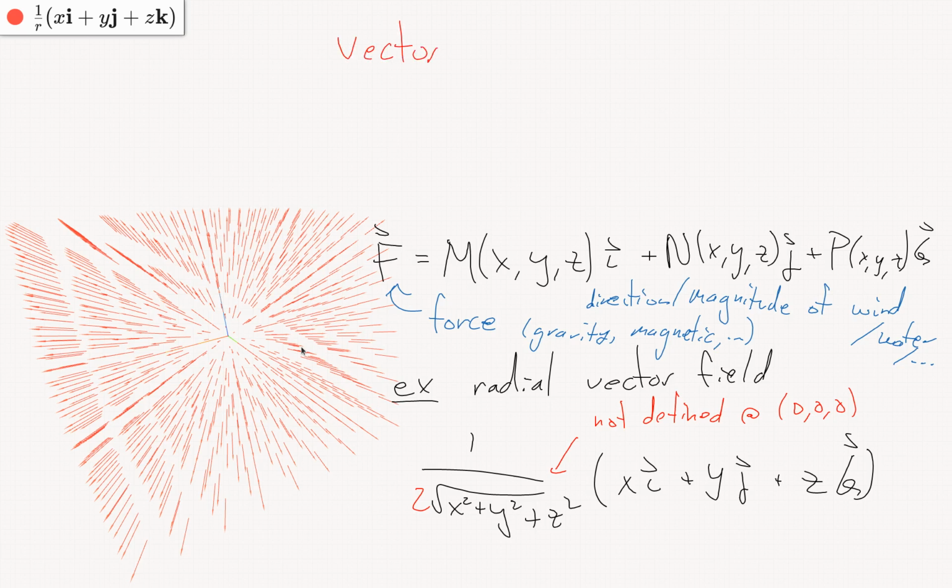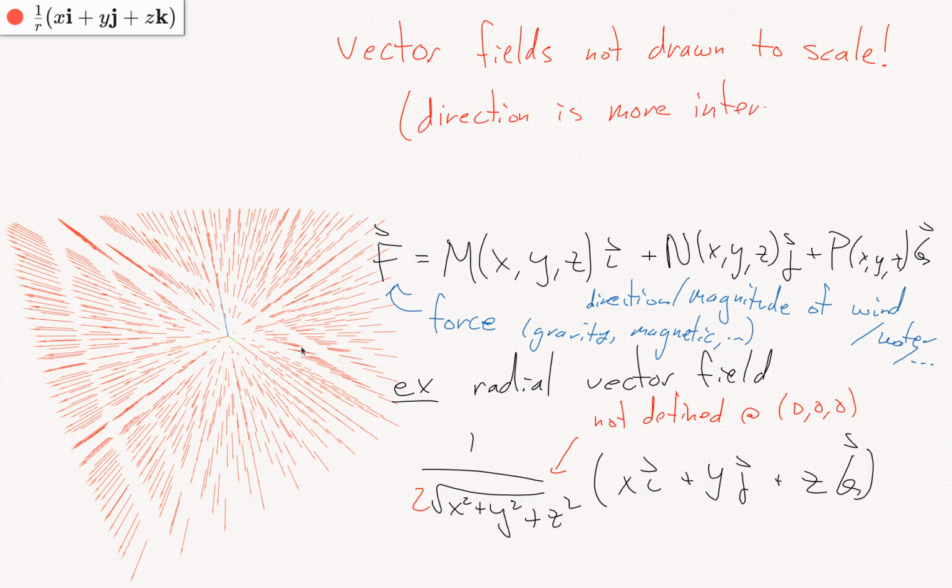Whenever I'm depicting vector fields, I might scale them, mainly to make them easier to read, but also the direction is usually more interesting than the magnitude. I mean, the magnitude is important, but the direction of the vector is often something more interesting, more important to us.